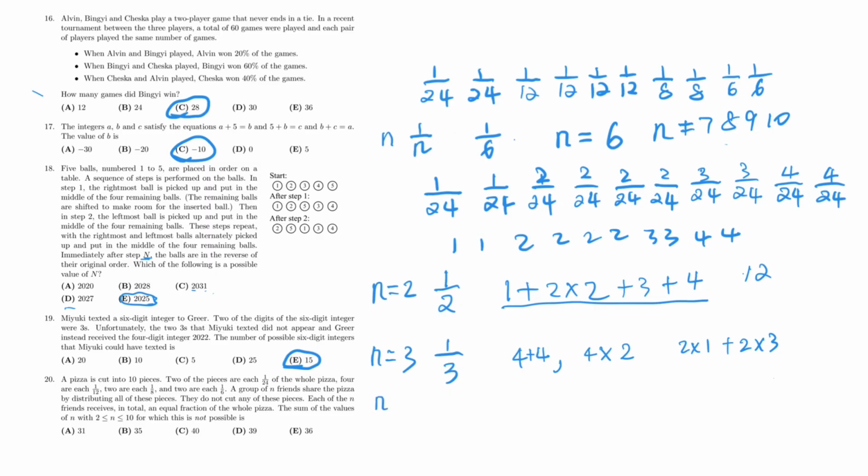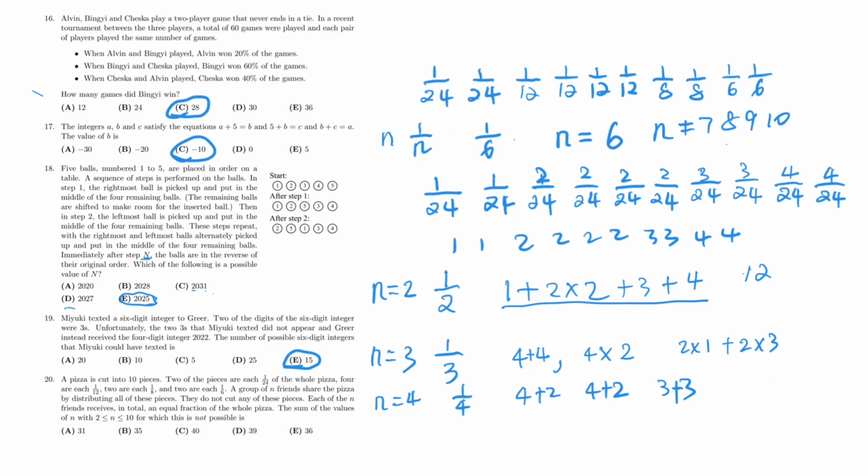Now if n equals 4, each person gets 1/4. So 1/4 means 24 divided by 4, that's 6. An easy way to get 6: 4 plus 2, that's 6. Another 4 plus 2, 6. And 3 plus 3, 6.